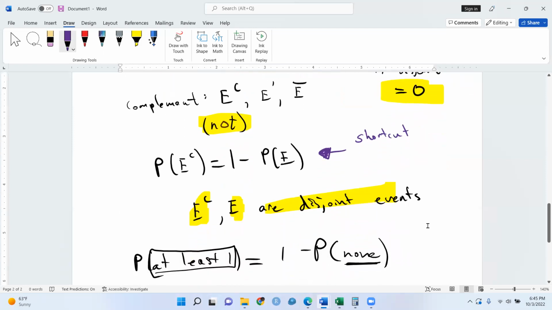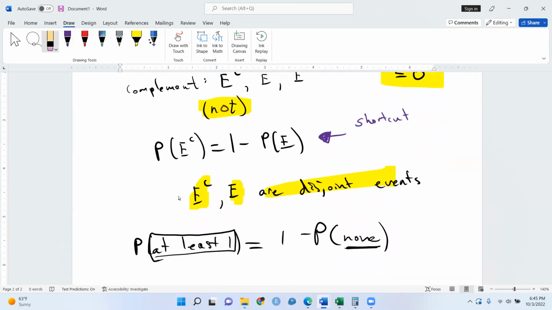The one that's even more useful that's actually related to E complement is this one. If our outcomes are a collection of a number of things happening, and we're asking, what's the chance that at least one of those things occurred? That's 1 minus the probability that nothing happened. So we're going to see this one demonstrated in our problems today.